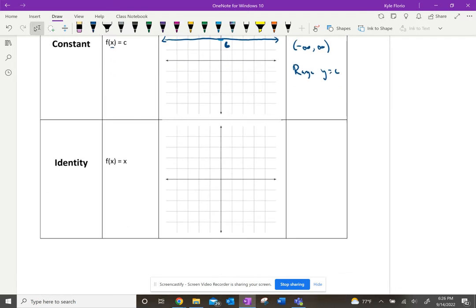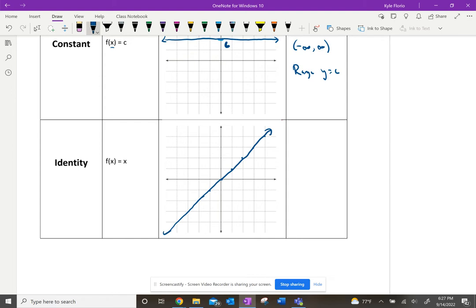f of x equals x. This is a linear function with a slope of 1 and a y-intercept of 0. You can write 1x plus 0 if you want to think back to mx plus b. But this is also called the identity function. If you input a 1, you output a 1. If you input a 2, you output a 2. So it's going to look like this, and I'm just going to connect it with a line. So that's the parent linear function.